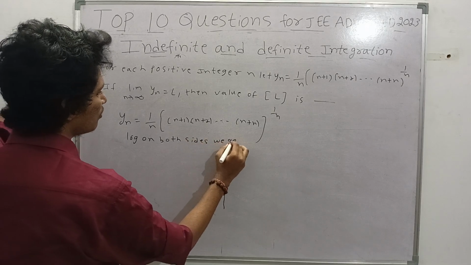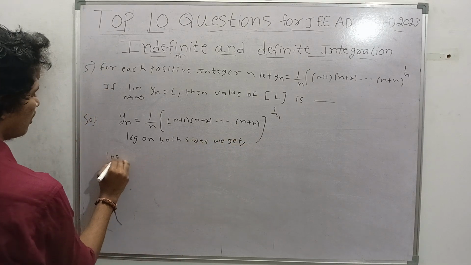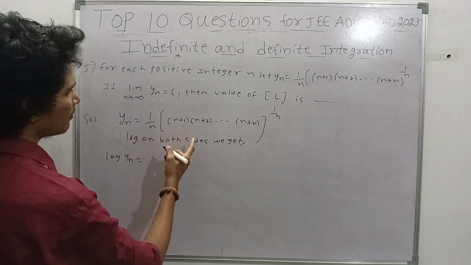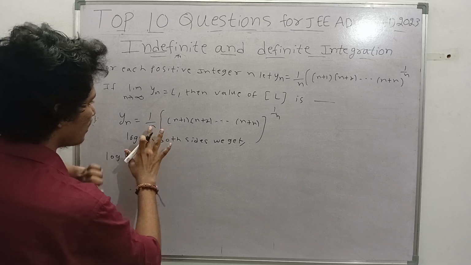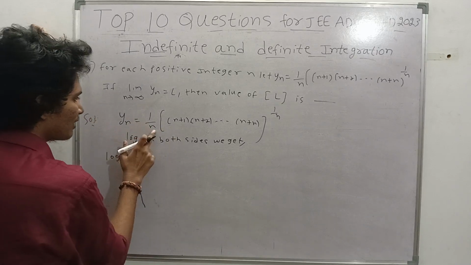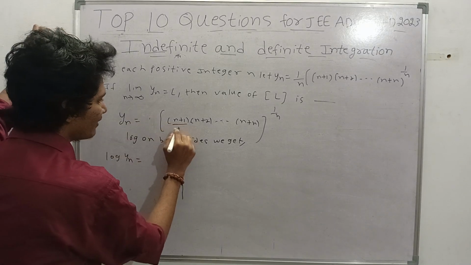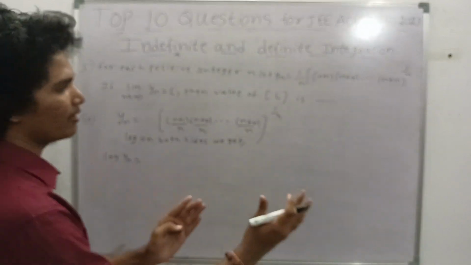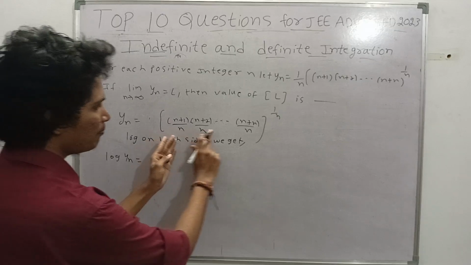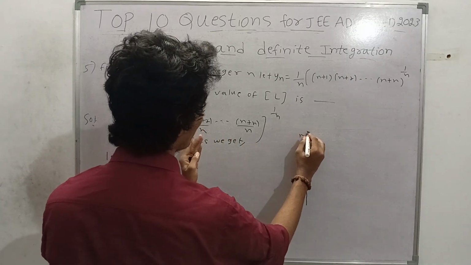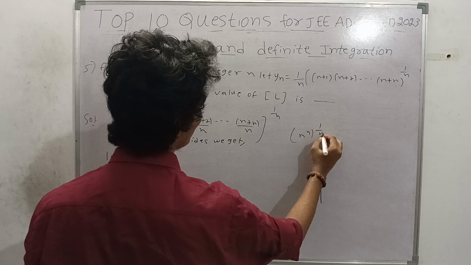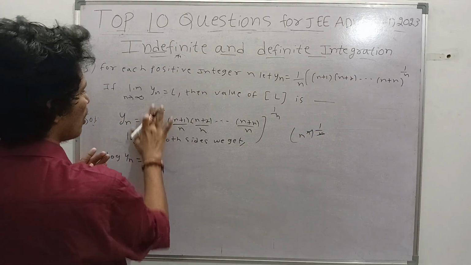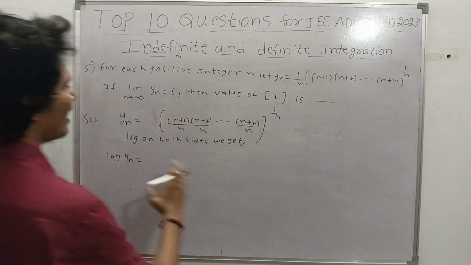By applying log on both sides, we get log y_n equal to, here it is 1/n. Now I am taking this 1/n and distributing it. Is this correct or not? I am distributing n in the denominator. The complete multiplication of n here is n^n, and the power is 1/n, so it is correct. So basically what I did here is distribute.